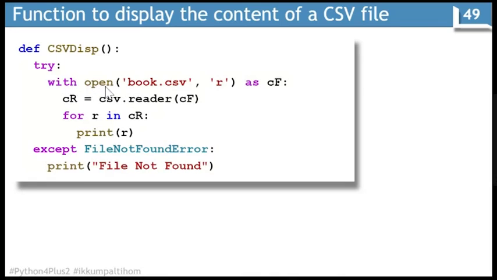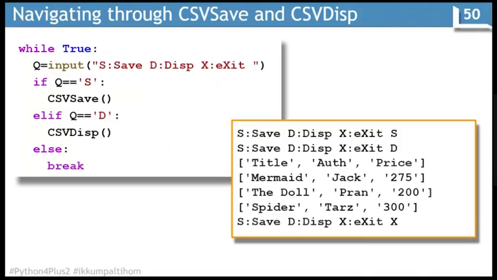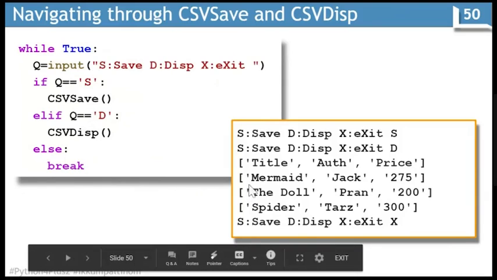And if this file does not exist, you will get a file not found error. With the help of this menu, you can navigate through both the functions. So if you write save, as we had constant rows in the file, they got added. And when we say D, it is going to display the same content which we added.